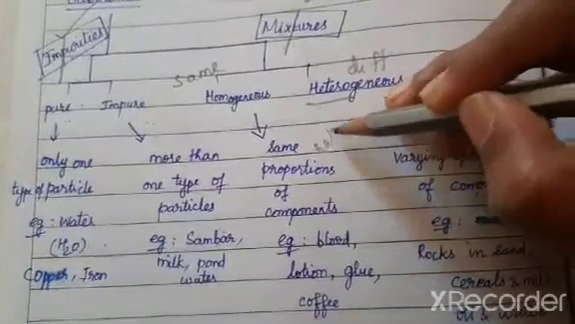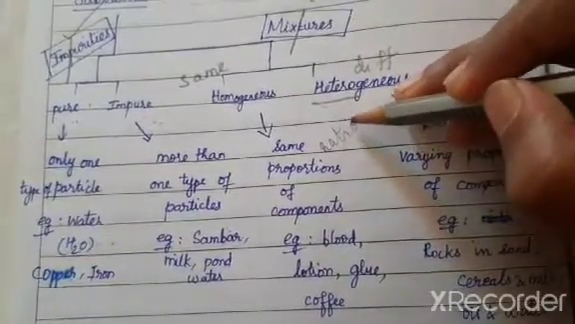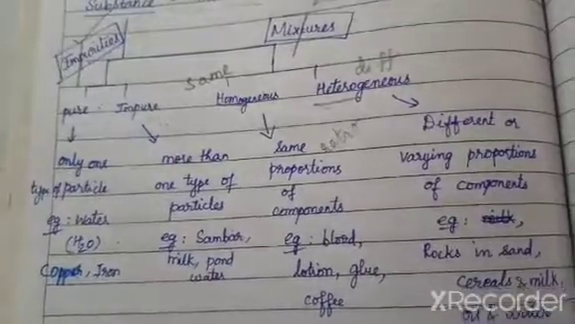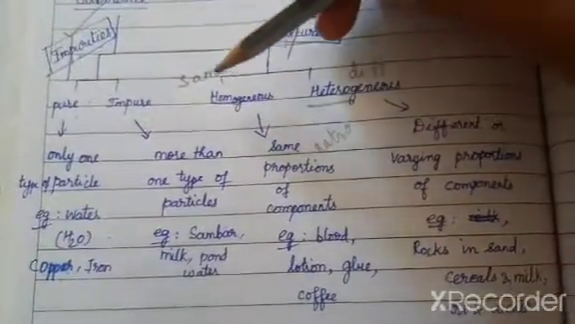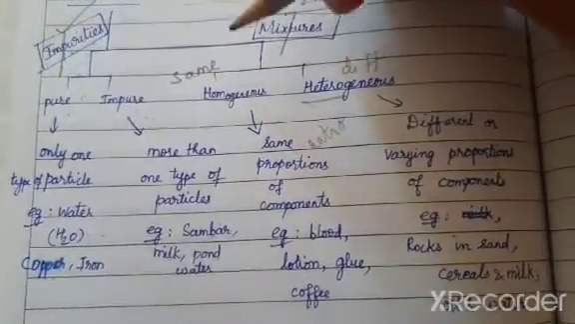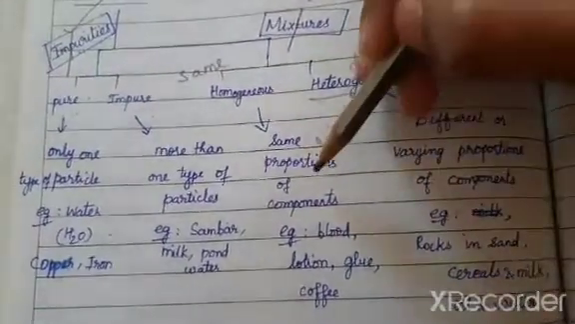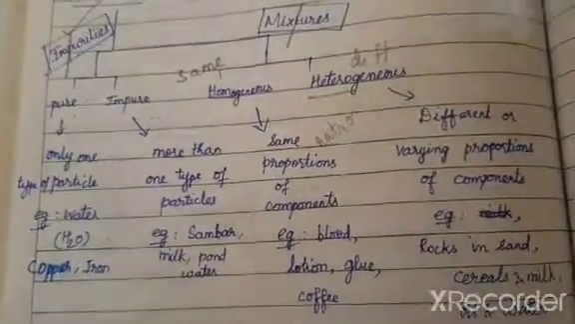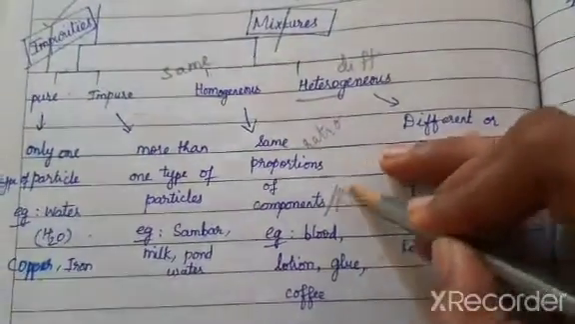Okay, don't panic that ma'am is using new words that I cannot understand the meaning. Nothing is new here. Homogeneous means they are all made up of the same amount or ratio of components or the particles. I can even tell it as particles.